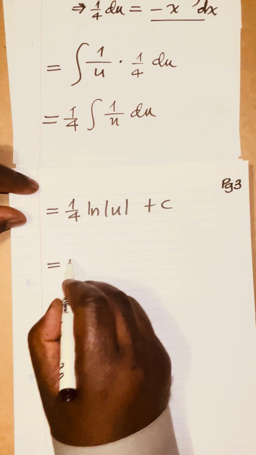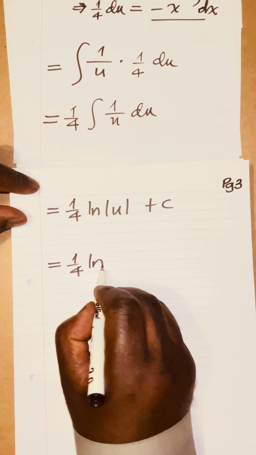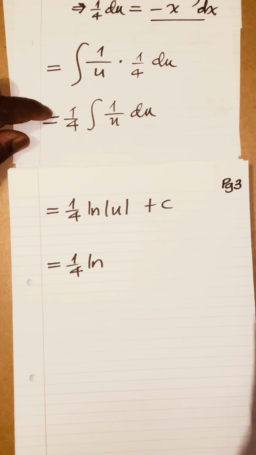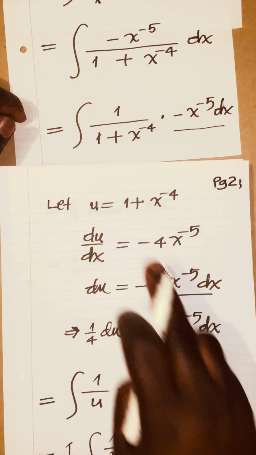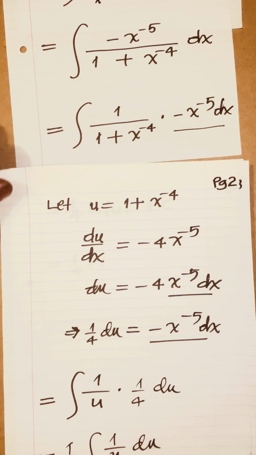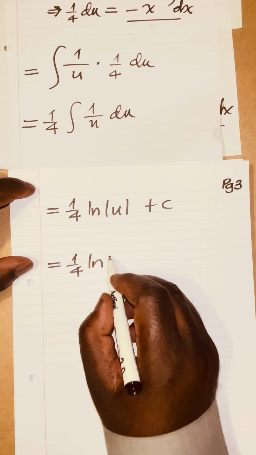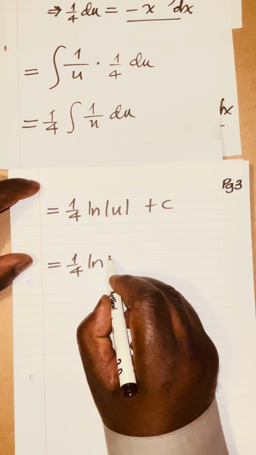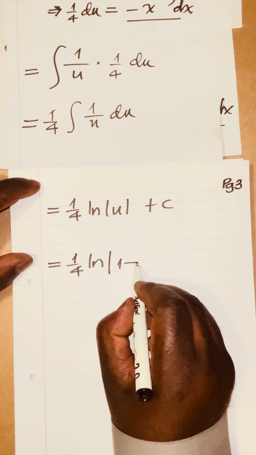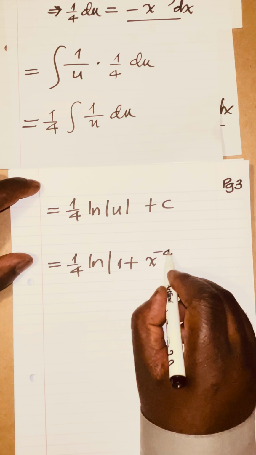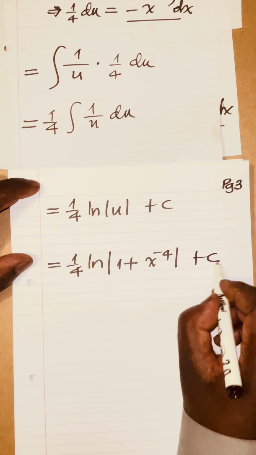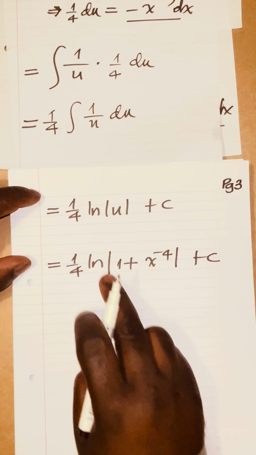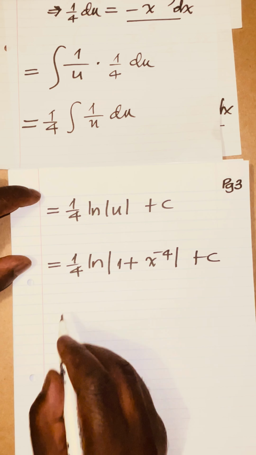Now this is the same as a quarter of the natural log of, what is u? Well, let's go back. U is 1 plus x to the power -4. So we have to replace that here. But now notice, let me maintain this for a moment. 1 plus x to the power -4, and then we have to say plus constant of integration.